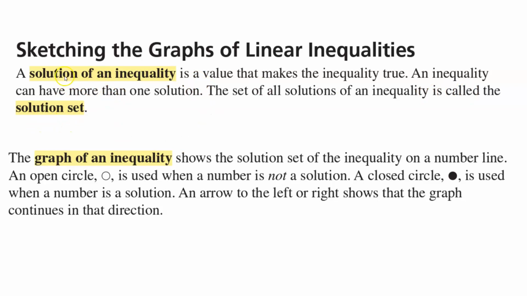So one number can be a solution of an inequality, but the collection of all solutions for an inequality is called the solution set. And the graph of an inequality shows the solution set of that inequality on a number line. An open circle is used when the number is not a solution, when it can't equal that number, and a closed circle is used when a number is a solution. And then from that either open or closed circle, you draw an arrow to the right or the left that shows which way the graph goes.